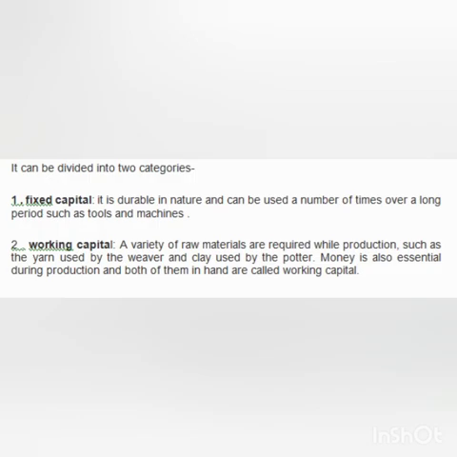Fixed capital is durable in nature and can be used a number of times over a long period, such as tools and machines. Working capital: a variety of raw materials are required while producing, such as yarn used by the weaver and clay used by the potter. Money is also essential during production, and money in hand is also called working capital.